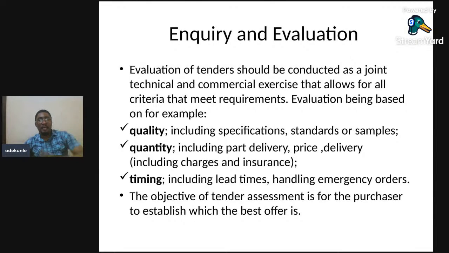Then, of course, you do evaluation of tenders, and in evaluation there is always a joint technical and commercial exercise that allows for all criteria to be met once they've submitted. How do you evaluate those tenders? Your evaluation will be based on quality, quantity, timing. The objective of tender assessment is for the purchaser to establish which is the best offer.